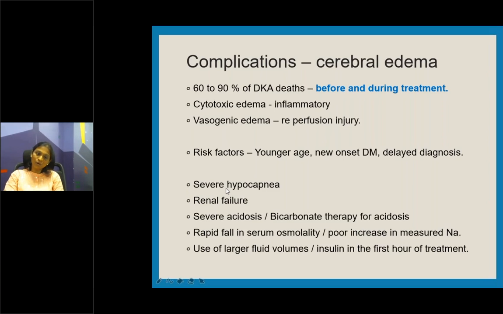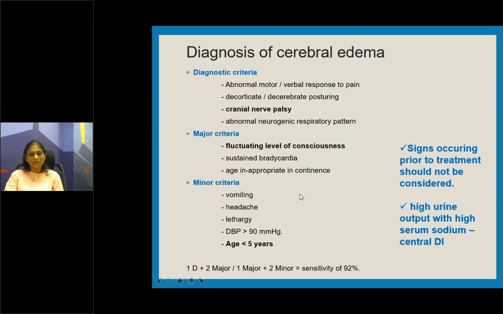The other things which we all know is a severe hypocapnia, that is a PCO2 level which is far less when compared to the acidosis or when compared to the bicarb status. In the setting of renal failure, again the risk is more. Severe acidosis, bicarbonate therapy for acidosis, a rapid fall in osmolality either by use of insulin in the first hour of treatment or larger volumes, all these are risk factors for cerebral edema.